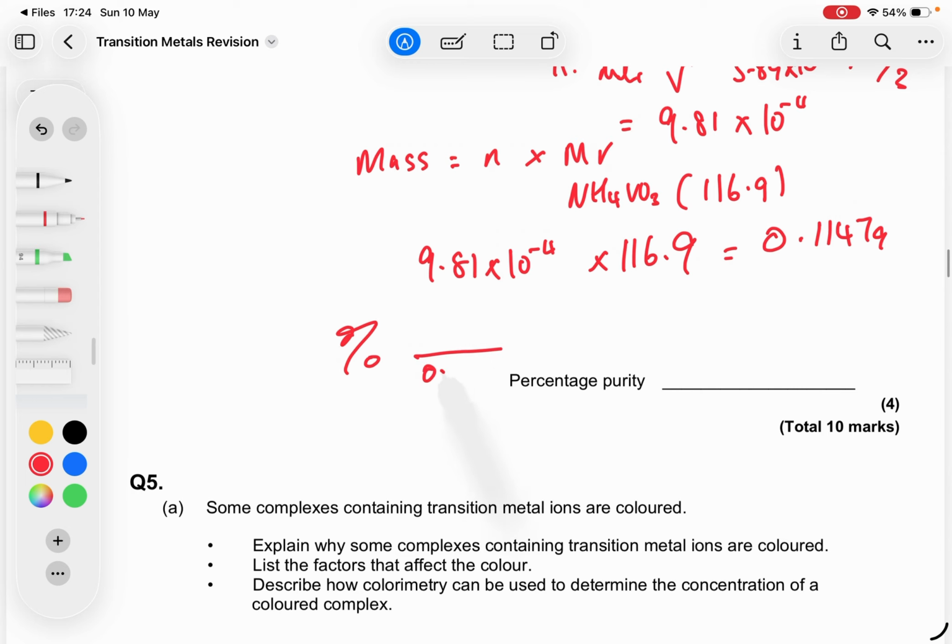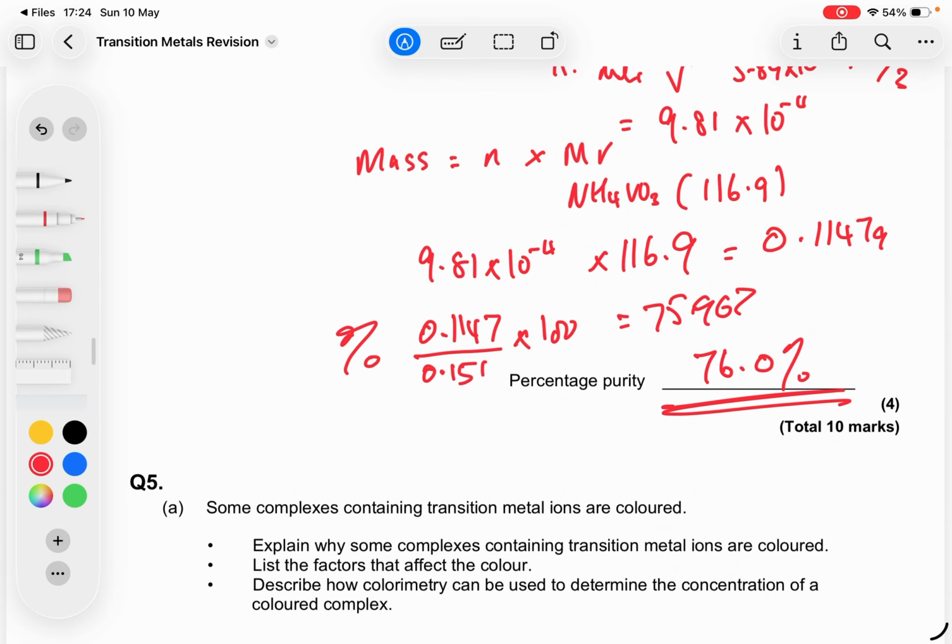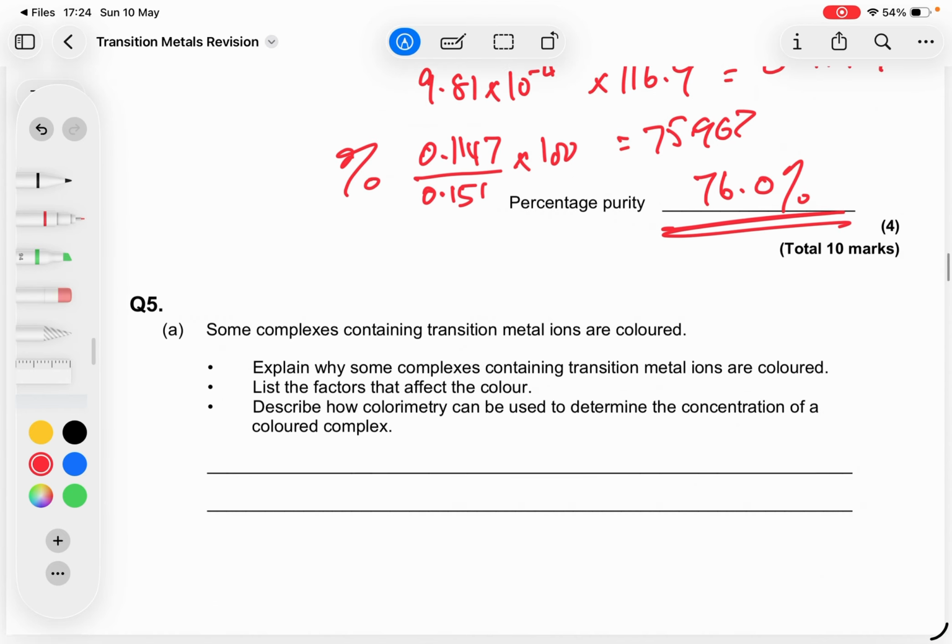And then your percentage purity: 0.151. Just divide and times 100 and you get an answer of around, let me just double check, 0.1147 divided by 0.151, 75.96, so 76.0, perfectly fine. There's your answer. Okay, last one.